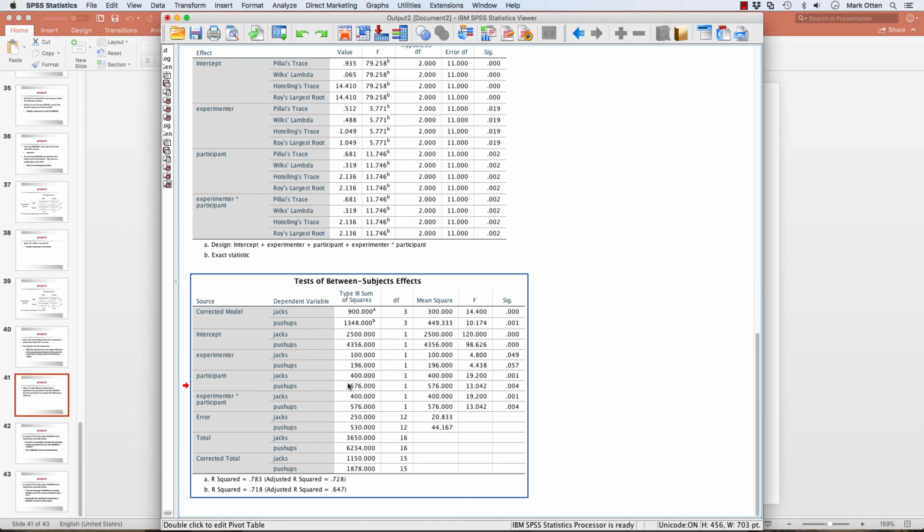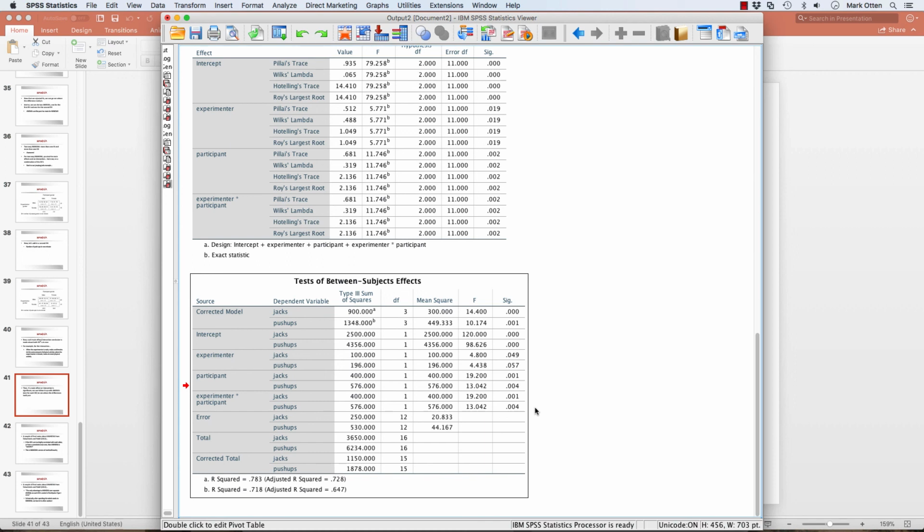Participant gender main effects exist, it looks like, for both jumping jacks, 0.001 p-value, and for push-ups, 0.004. Same thing for the interaction. It looks like the interaction exists for jumping jacks, and it also exists for push-ups. So, of course, we would probably want to go back now and look at whether the interaction is in the same direction. Because when you get an interaction, you might have, let's say, an interaction cross graph for jumping jacks, but then for push-ups, when you look at the graph, the lines are diverging or something like that.